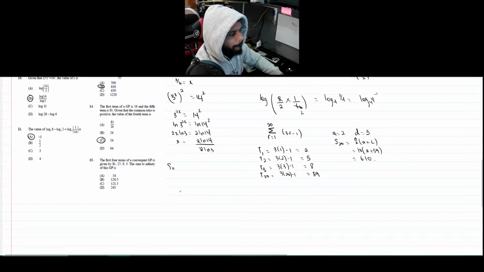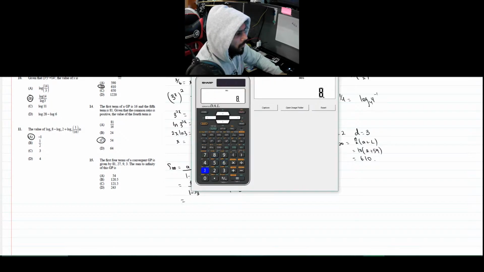Sum to infinity is A over 1 minus r, given that the modulus of r is less than 1. A is 54, so 81 over 1 minus r. R will be 27 over 81, or make life easy, 3 over 9, which is a third. 81 over 2 thirds is 81 divided by 2 thirds, which is 243 over 2, or 121.5.